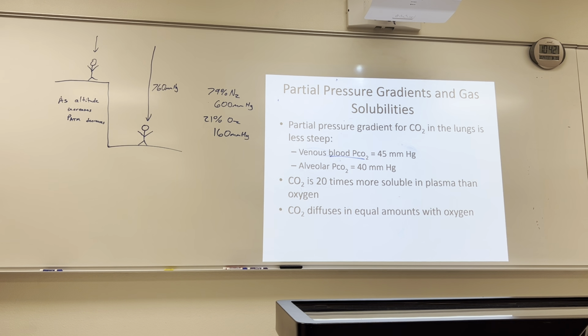The partial pressure gradient for carbon dioxide is not nearly as steep. For venous blood, the partial pressure of carbon dioxide is about 45. For the alveoli, it's about 40. It only takes about 5 millimeters of mercury to shove the carbon dioxide out. You don't have to really push on carbon dioxide. You just have to strongly suggest it move somewhere. You just suggest it and it goes out. It's 20 times more soluble than oxygen. Even though oxygen and carbon dioxide move in equal amounts, the pressure gradient is a lot different.